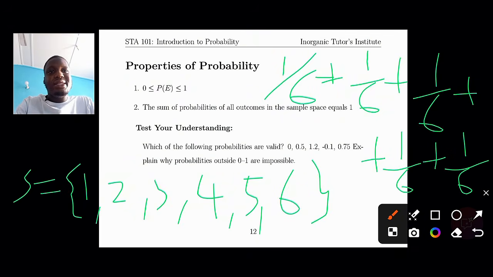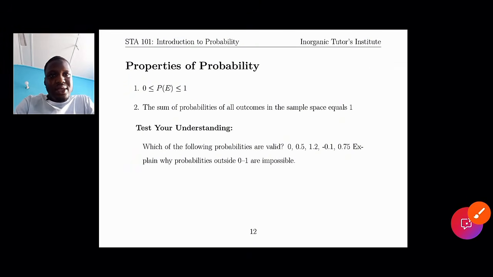Okay, so the second property is saying when you sum all the outcomes, you should get 1. It's a very, very important probability property. Okay, so we will meet that while we make progress. So test your understanding. Which of the following probabilities are valid?